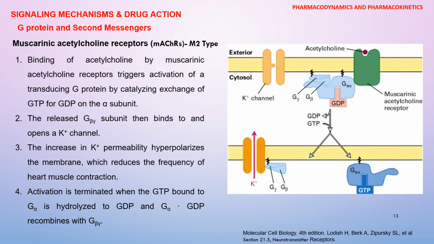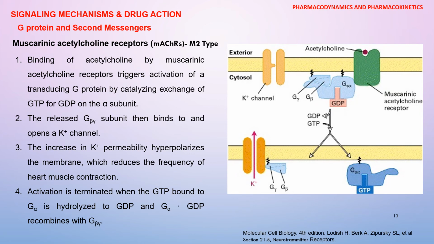Signaling mechanism of M2 type muscarinic acetylcholine receptors. The binding of the acetylcholine to the receptor activates the G protein. It is catalyzed by the exchange of GDP to GTP on the alpha subunit. Here, the beta and the gamma subunit bind to the K channel.